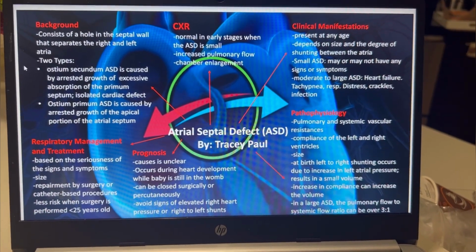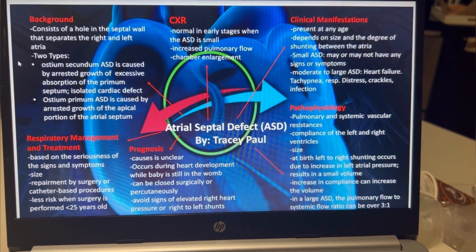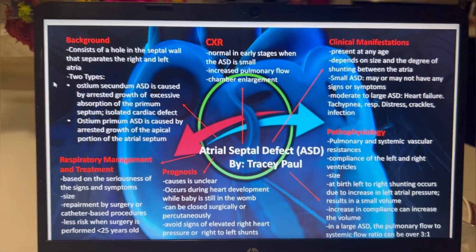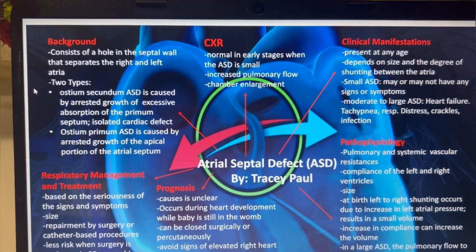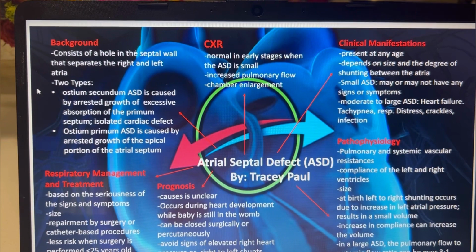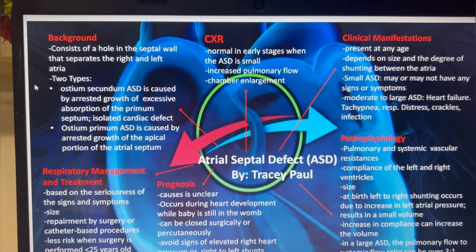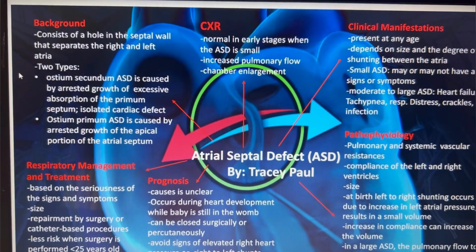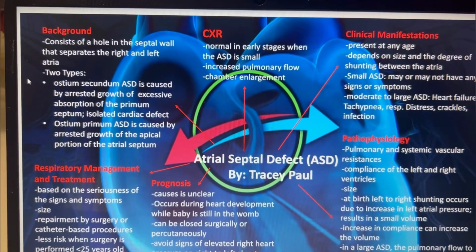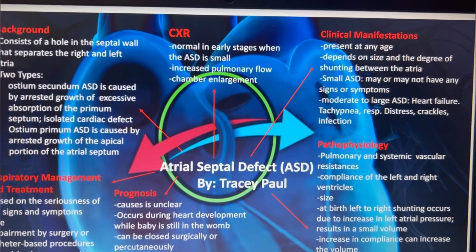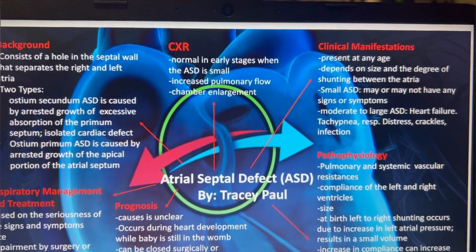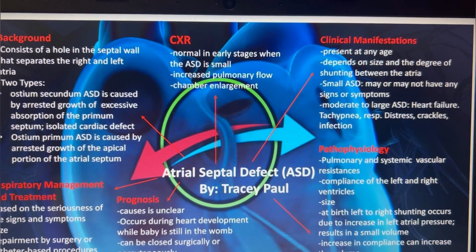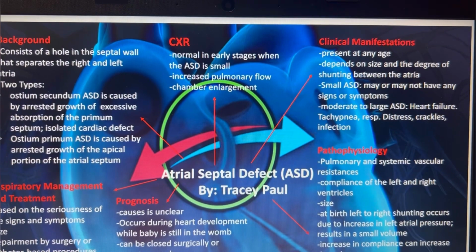Okay, so here's my mind map on atrial septal defect, ASD. We can start with the background. I went into the background a little bit earlier, where it consists of a hole in the septal wall that separates the right and left atria, and the two types, which are the ostium secundum and the ostium primum ASD. Then we get into the chest x-ray, where it's normal in early stages when the ASD is small, and there's increased pulmonary flow and then chamber enlargement.